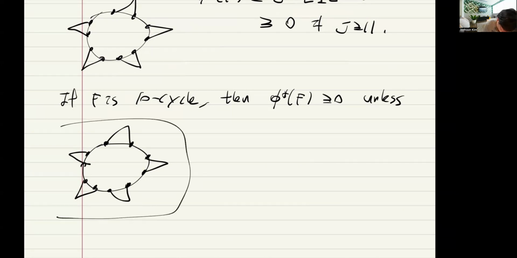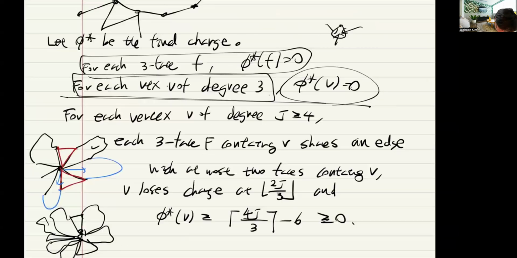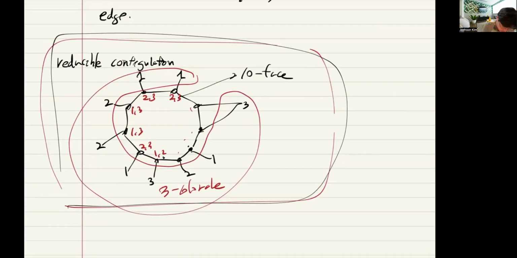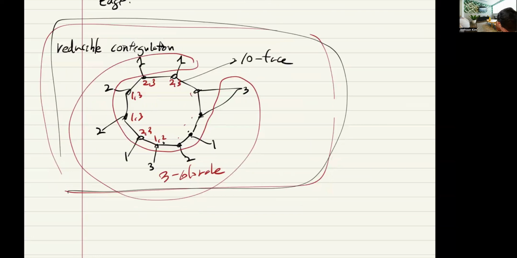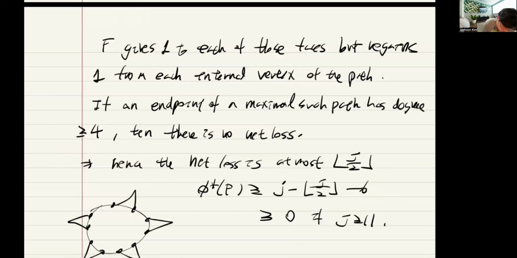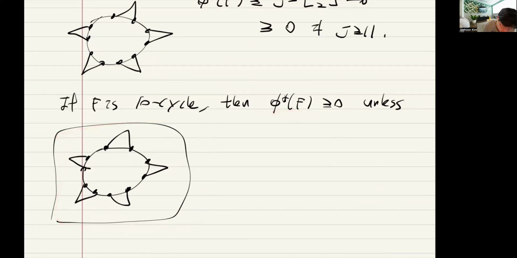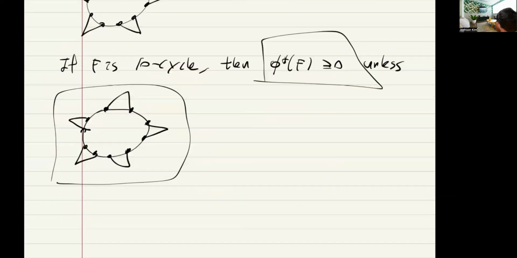But this is exactly one of the reducible configurations that we have forbidden, right? We showed that this is a reducible configuration, where every vertex here has degree 3. We don't care whether the other endpoints of these edges are the same vertex or not. This is a reducible configuration. I mean, that's the only way that this has negative charge. That means that otherwise it has non-negative charge.